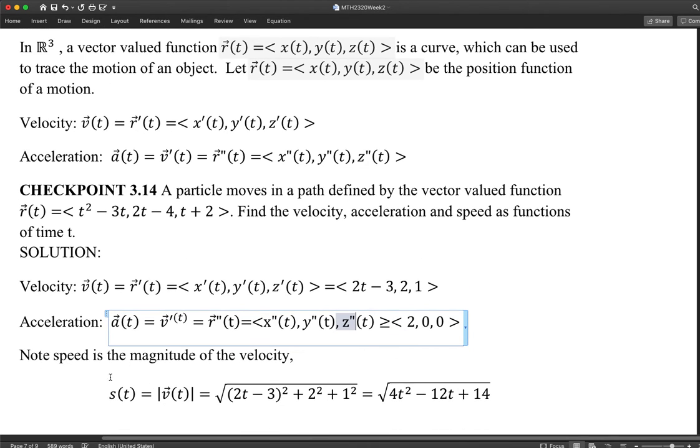And then finally, the speed. The speed is the magnitude of the velocity. When you take the magnitude or norm of the vector, you take the square root of the sum of squares of the components. So this turns out to be the speed function: the square root of (2t minus 3) squared plus 2 squared plus 1 squared. When you expand it, it is 4t squared minus 12t plus 9, plus 4, plus 1, so that's plus 14.